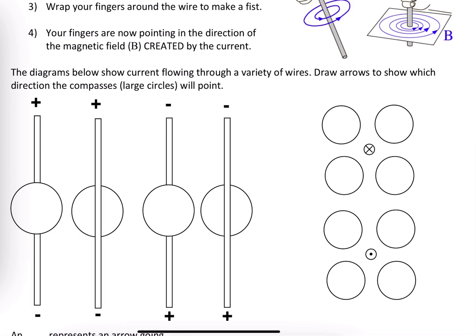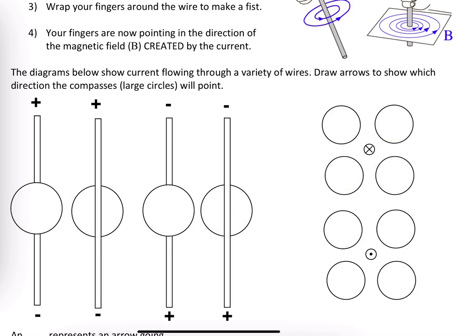So here I've drawn a number of different wires, and they're going to have current flowing through them. And then I've got these large circles here, here, here, here, and these ones over here. And these large circles represent compasses. And we know that a compass always points in the direction of the magnetic field. So we're going to use our right hand to figure out the direction the magnetic field is going in, and then draw which way the compasses would point. Again, knowing the compasses will point in the direction of the magnetic field.